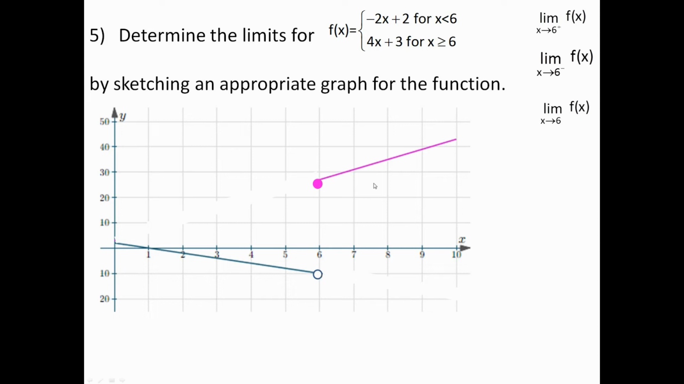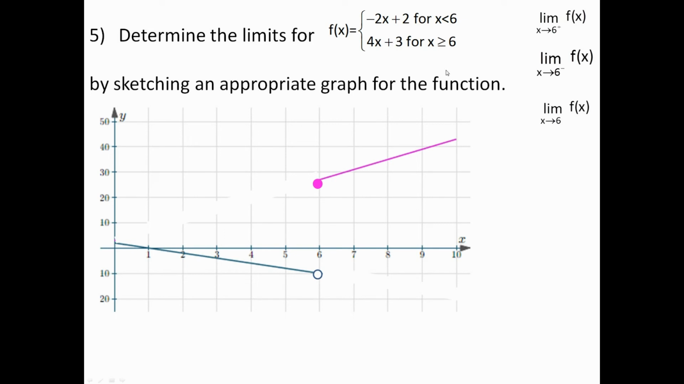And since this is a strict inequality, when x is equal to 6, the function is not given by -2 times 6 plus 2. That's what this open circle indicates. This open circle indicates that this point is not on the graph. The point (6, -10) is not on the graph.